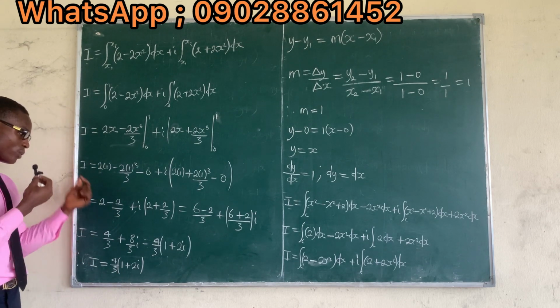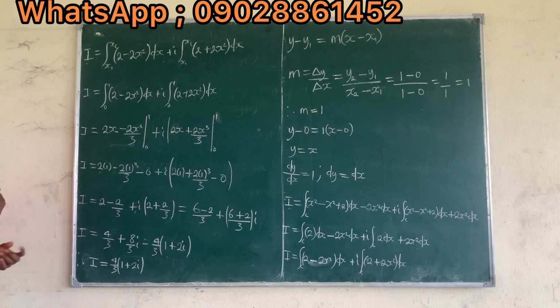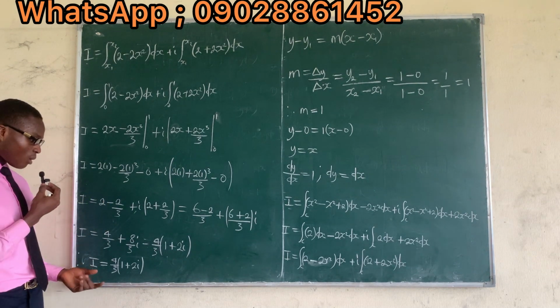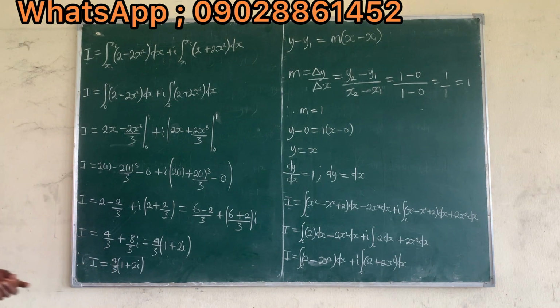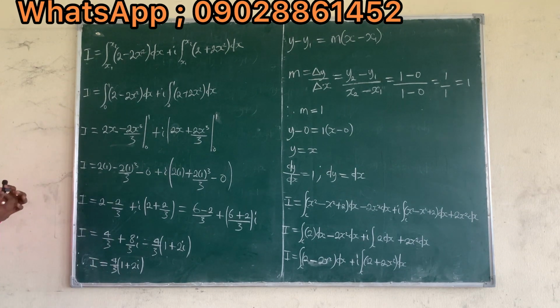And this is how we evaluate an integral in the complex plane. The answer to our integral will have a real part and an imaginary part. We see that the real part is 4 over 3 and the imaginary part is 8 over 3 i.